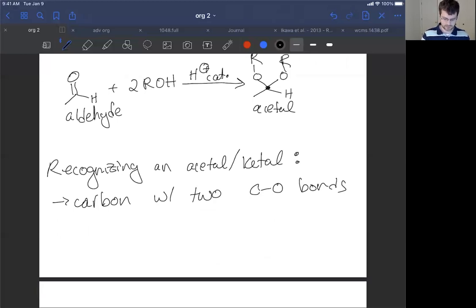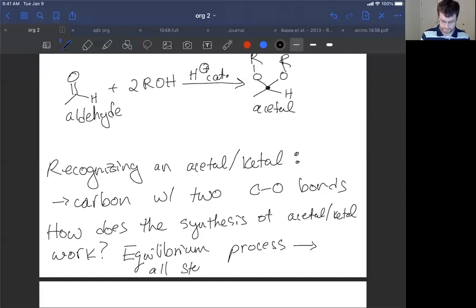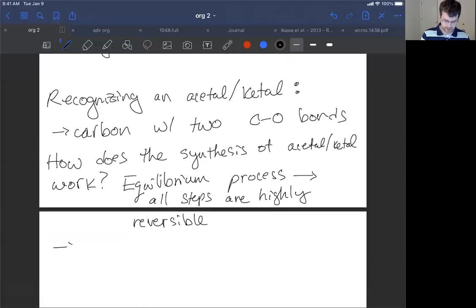So how does this reaction work? That is sort of the calm before the storm. How do we approach this before we think about the mechanism? How does the synthesis of either an acetal or a ketal work? It's the same process, just different starting materials and very subtle differences overall. First of all, we have to recognize that this is an equilibrium process. So all steps are highly reversible. Additionally, all steps follow Le Chatelier's principle.